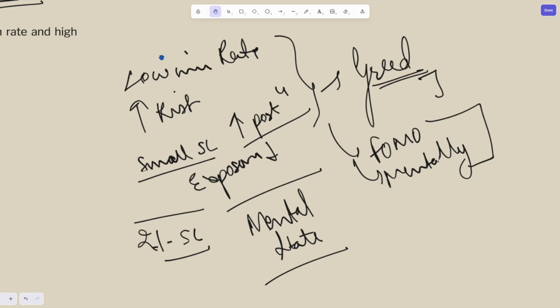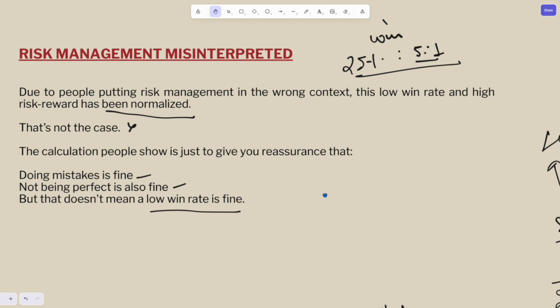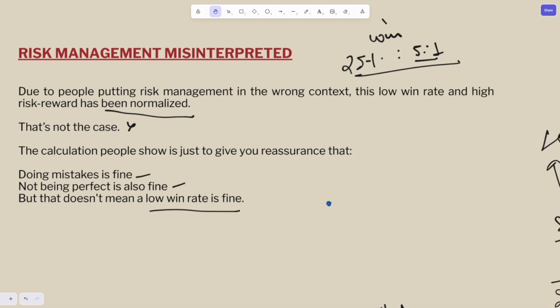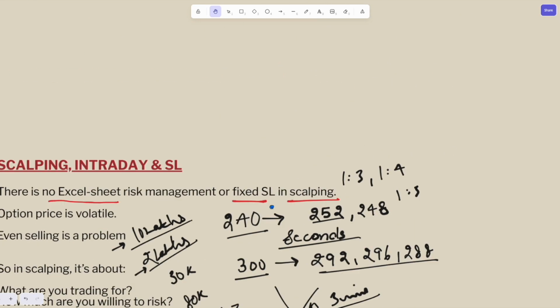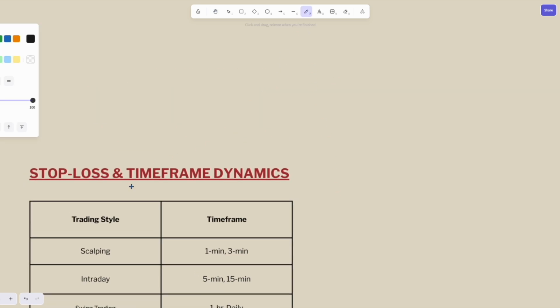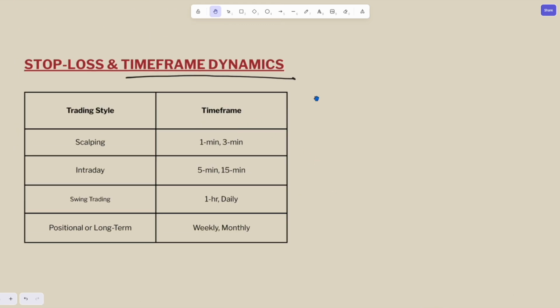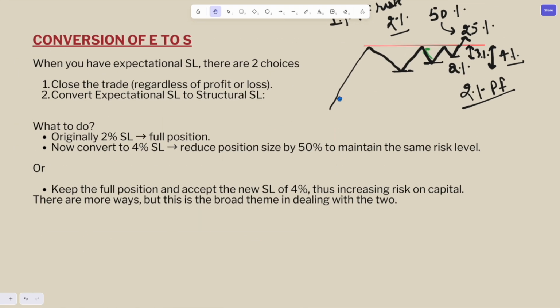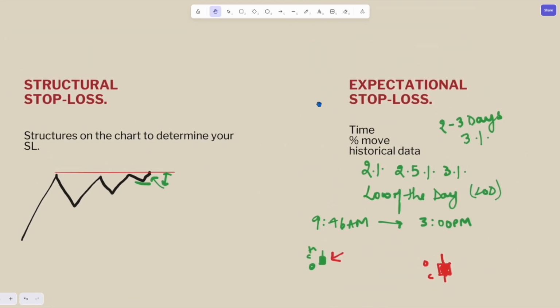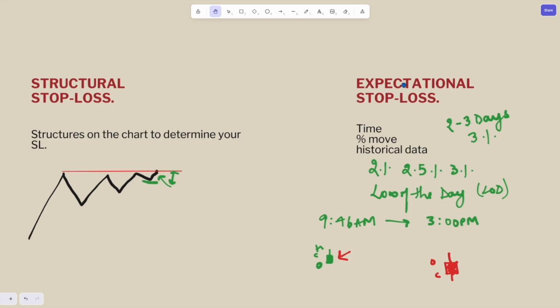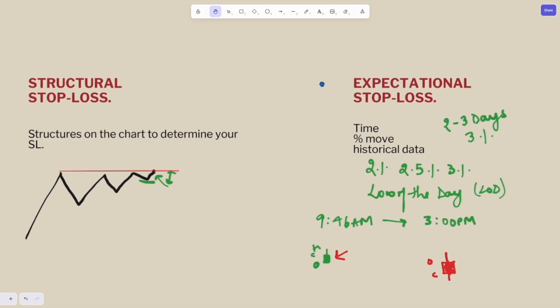All right. So this is important. I have shown you a few great examples as well, and I'll try to show you more examples in the times to come. But all of this is really crucial to understand, especially this topic of time frame dynamics. You cannot expect to repeat the things that you're doing on a daily simply on 1 minute. All right. And this is the conversion of E to S. And yeah, I hope you understood the structural stop losses, expectational stop losses. Now you can see what exactly you are doing and where the changes need to be done.